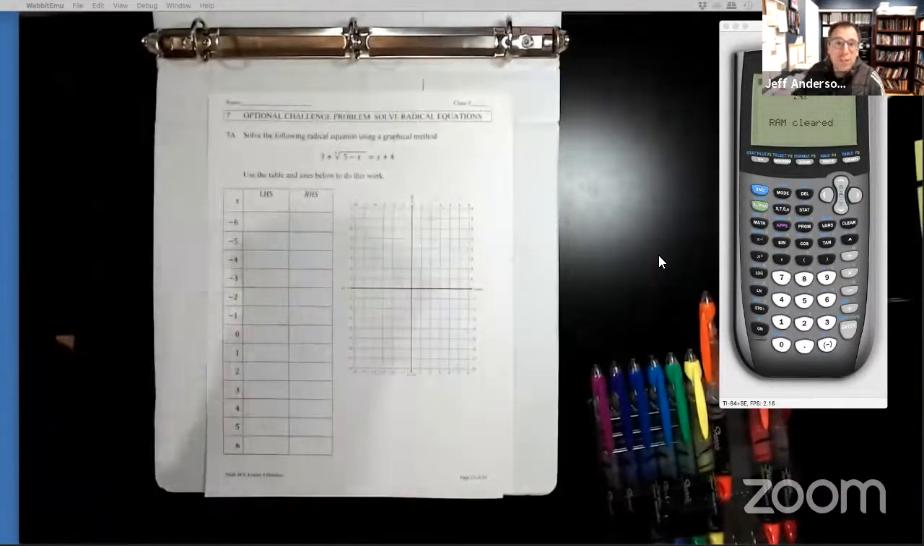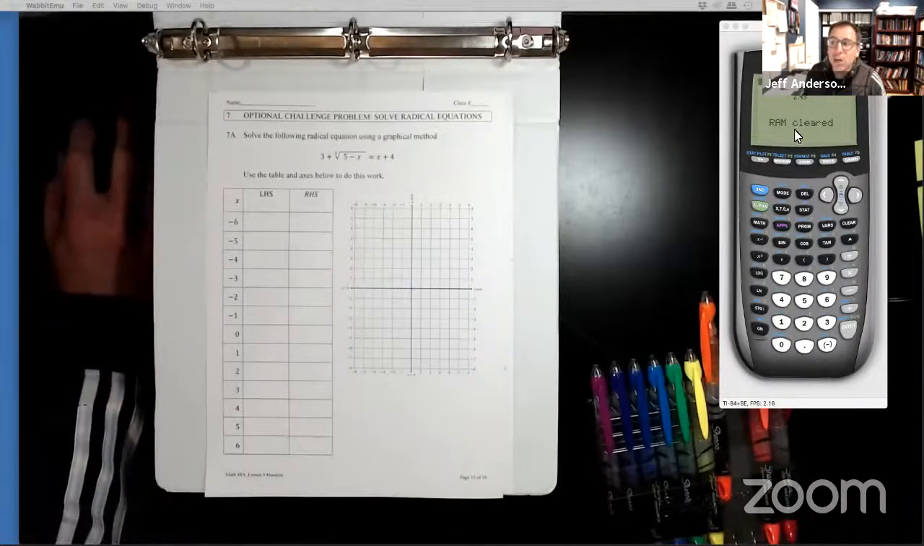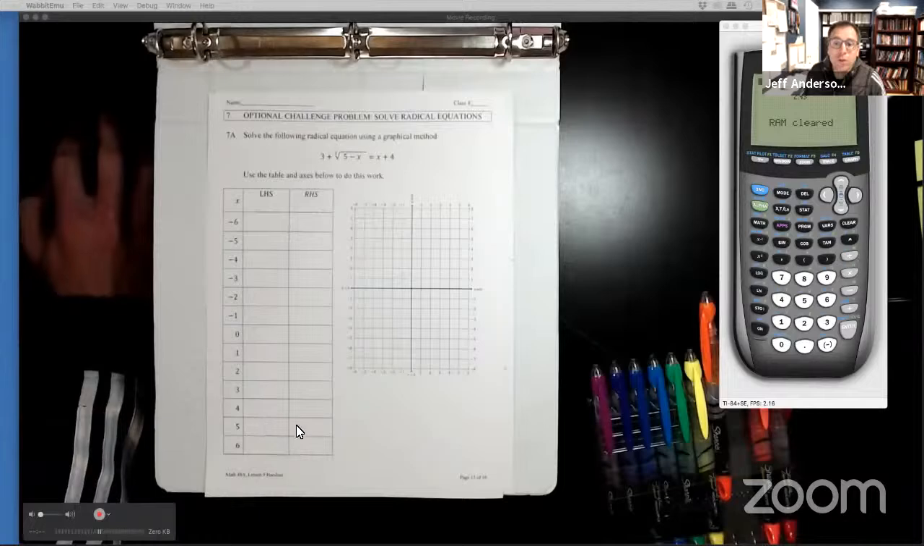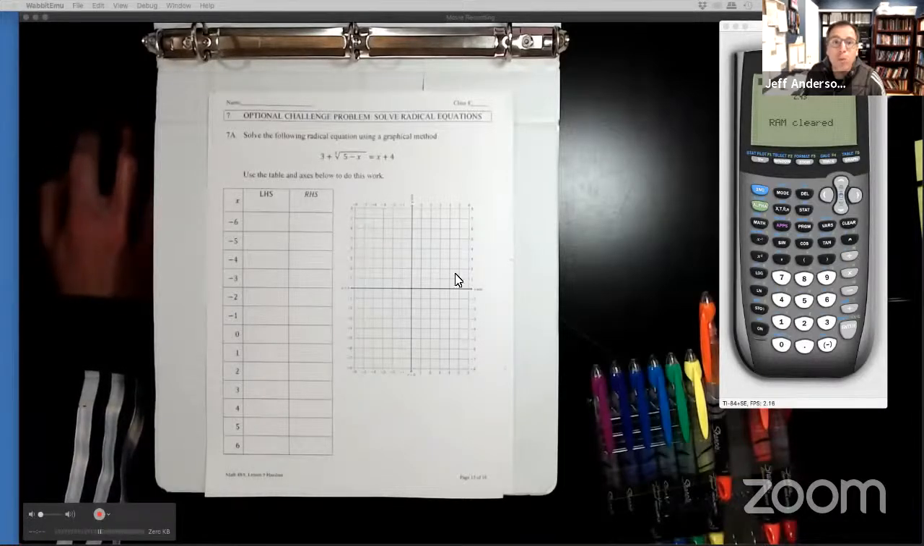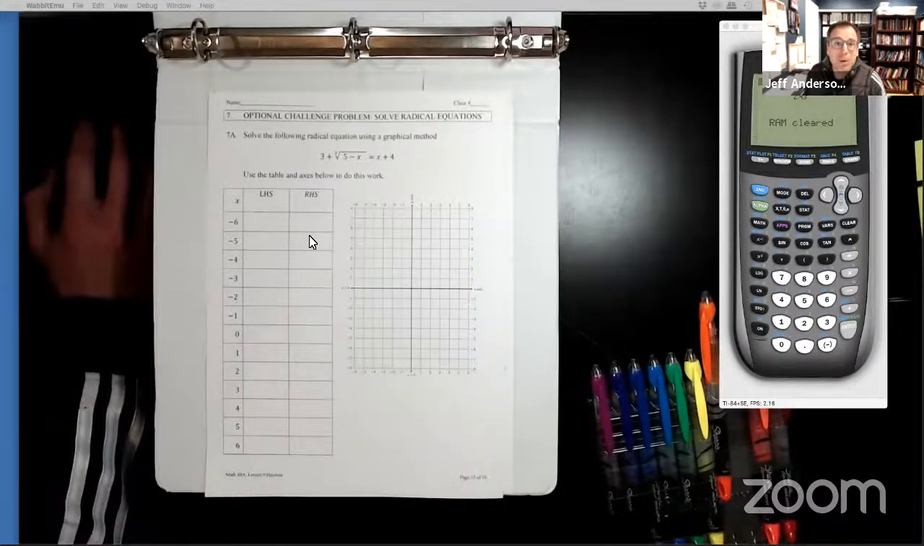We just did a video about problem 6A, where we used our graphing calculator to fill the table out. We graphed the left-hand side, we graphed the right-hand side, we found the point of intersection, and we said that the solution to this equation is the x-coordinate of our point of intersection. So go back and watch that video if you haven't done so, and then you can recreate that mechanism to solve this problem. So it's a little bit of a challenge problem for you.